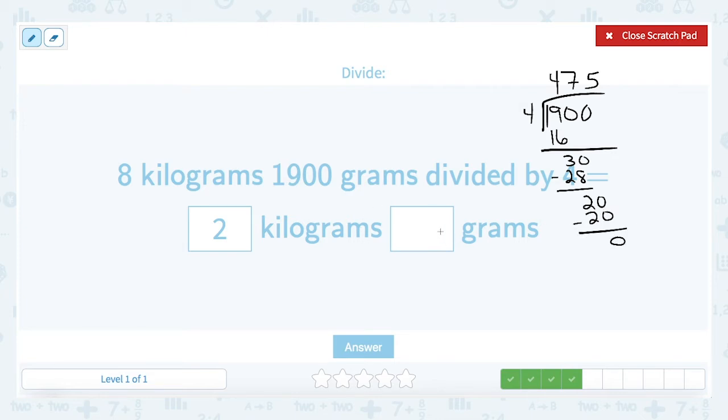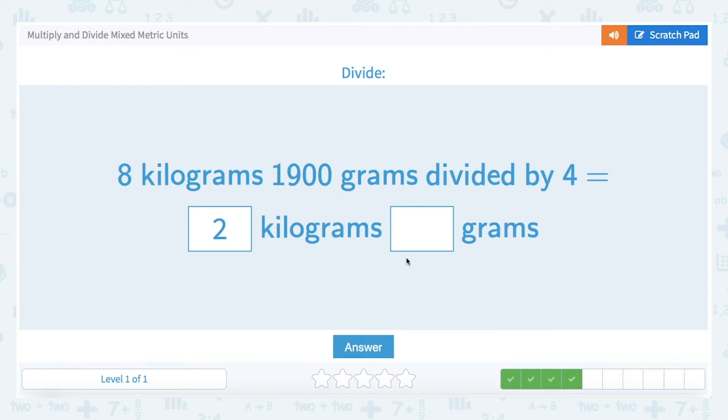Okay, so 2 kilograms, and then this should be 475 grams. Now let's think for a moment before we give that as our final answer. A kilogram is 1,000 grams. So we would need 1,000 grams to make a kilogram. We don't have 1,000 grams here. We only have 475. So that means that we don't have any extra kilograms that we need to add on over here. So this will be our final answer. 2 kilograms, 475 grams.